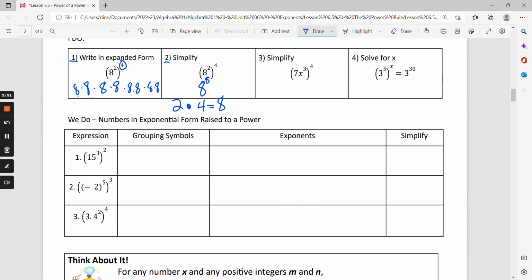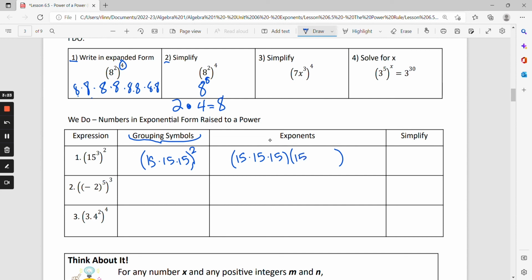So first thing that we're going to do is expand what's in the grouping symbols here. So I have 15 times 15 times 15, and all of that is raised to the second power. And then I'm going to go ahead and write out my exponents here. I've got 15 times 15 times 15, 15 times 15 times 15. Now, if I go ahead and simplify that, I'm going to go ahead and write my base.